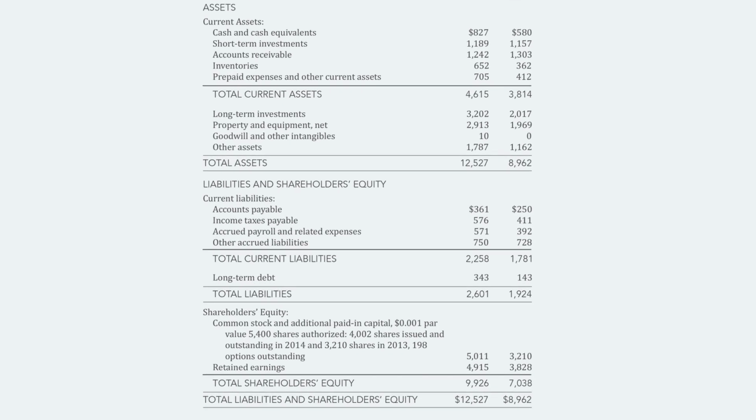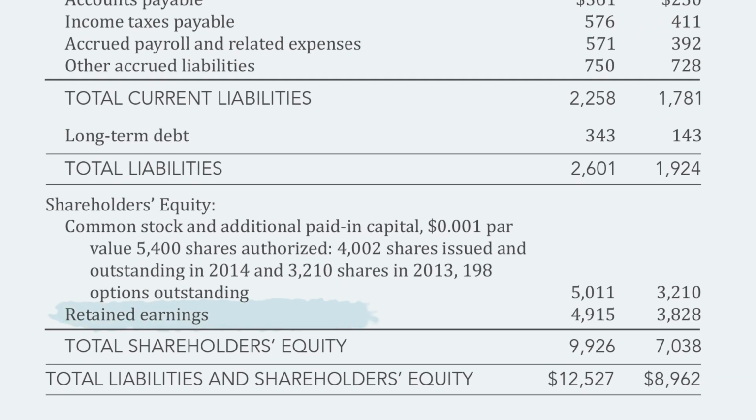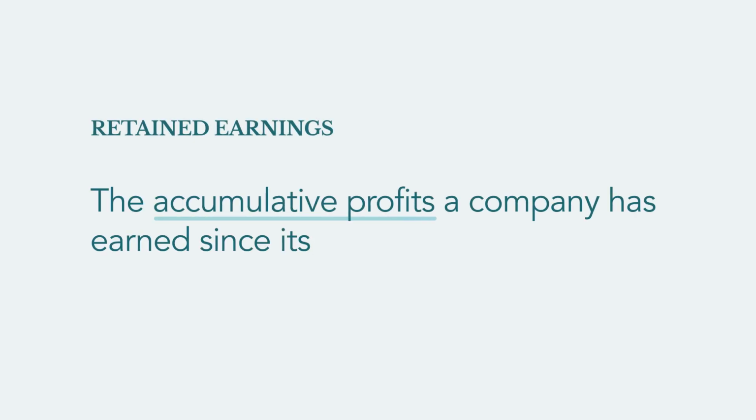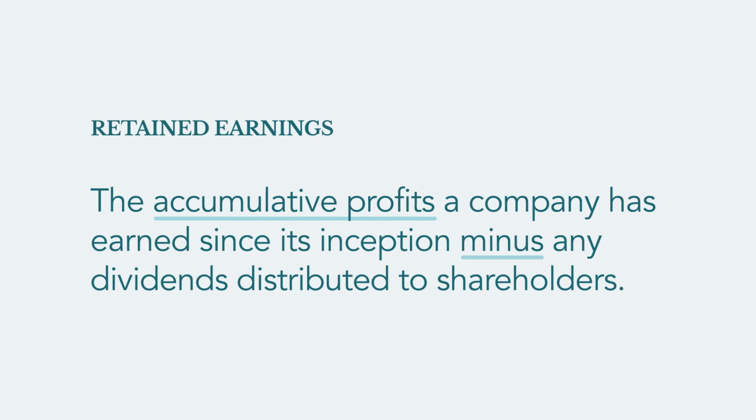On the balance sheet under the equity section is the line item retained earnings. What is it? Why is it important? And how can we impact it? Retained earnings are the cumulative profits a company has earned since its inception. So it's a cumulative number, minus any dividends distributed to shareholders. It's a key component of shareholder equity on the balance sheet.